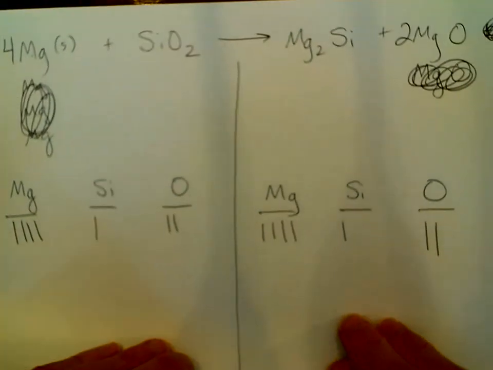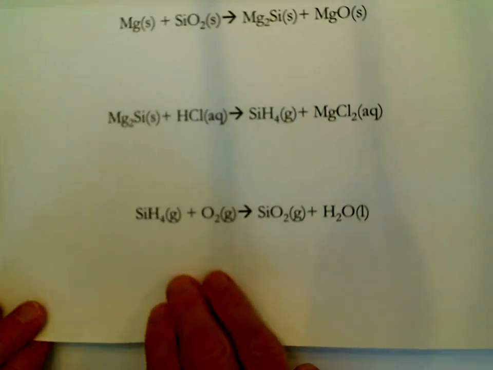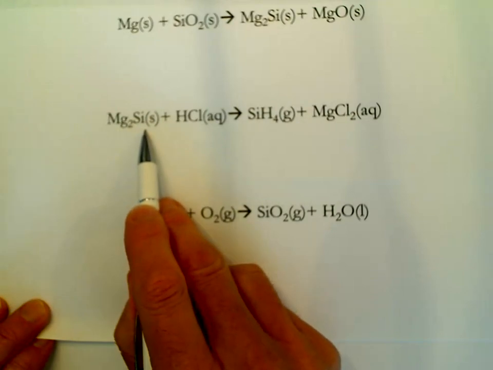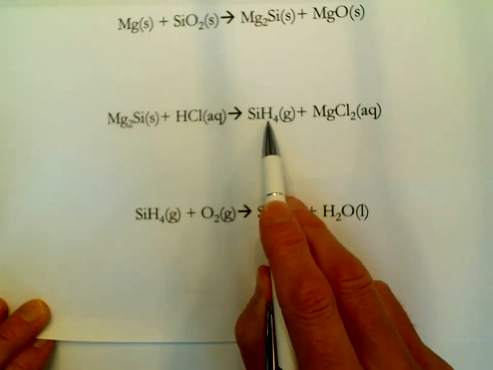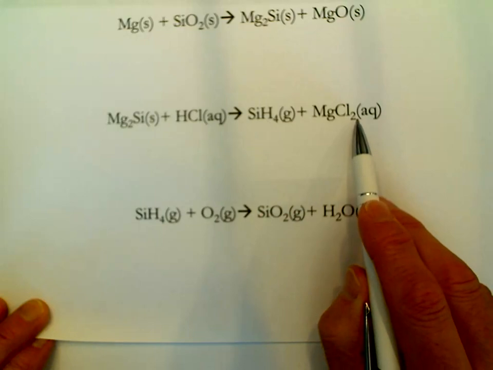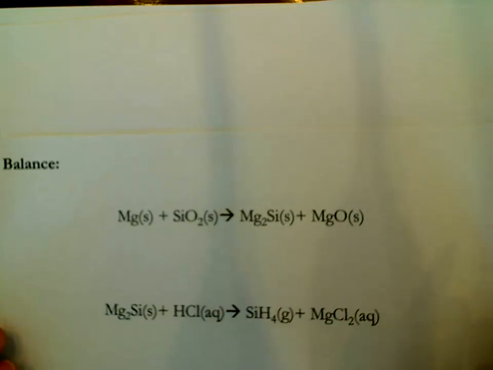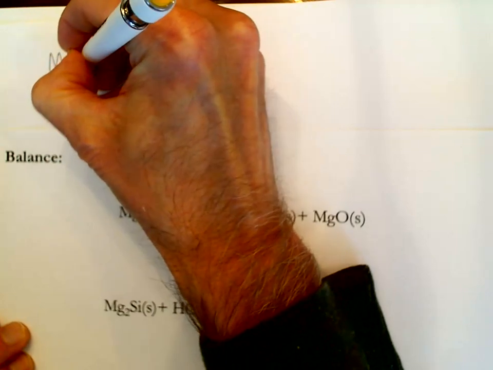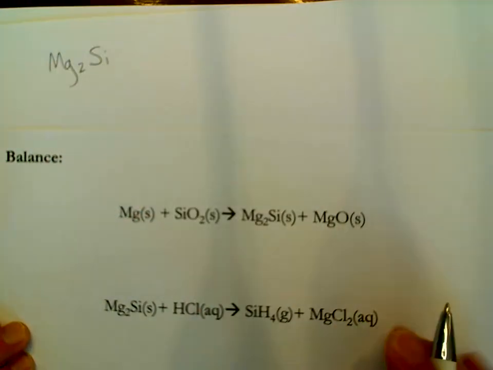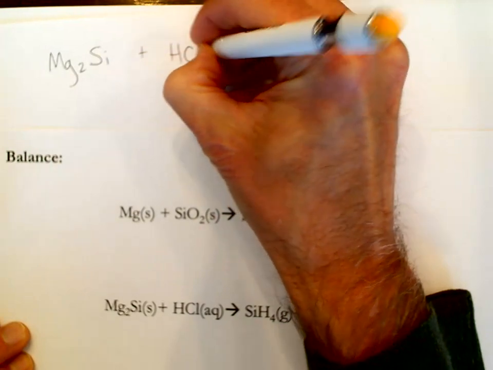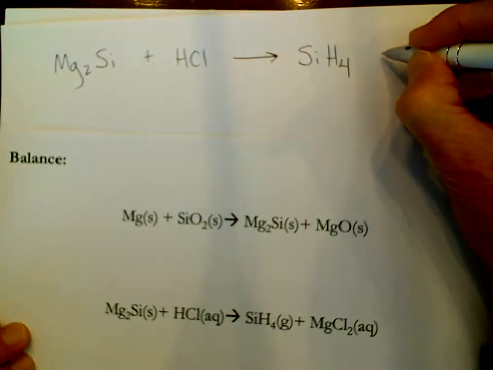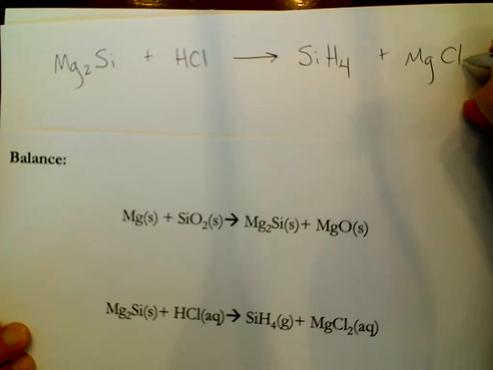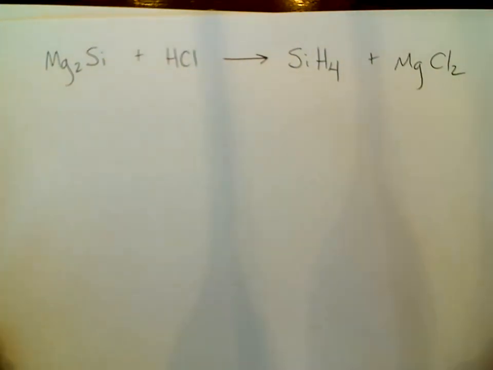All right, let's do another one. We're going to do just a couple here, and let's see what this one is. Second problem. Looks like magnesium silicide reacts with HCl, hydrogen monochloride, to form silicon tetrahydride and magnesium chloride. All right, let me write this here, and then we'll try to balance it. So I've got magnesium silicide reacting with hydrochloric acid or hydrogen monochloride, and we're getting silicon tetrahydride, and we're also getting magnesium chloride. All right, this is what I got to balance.